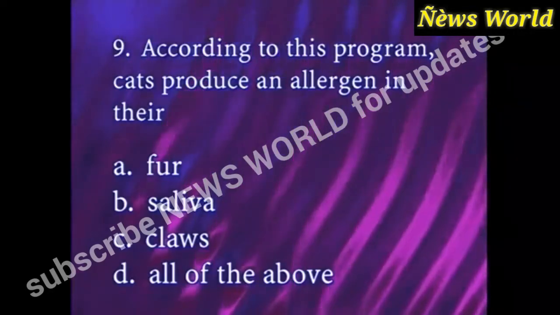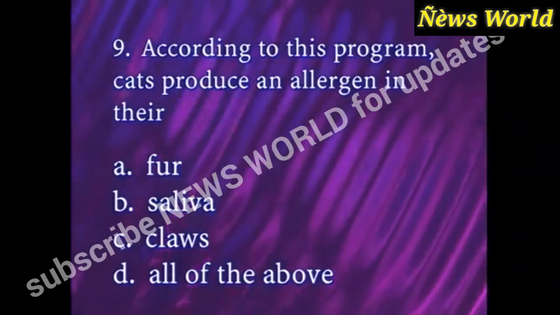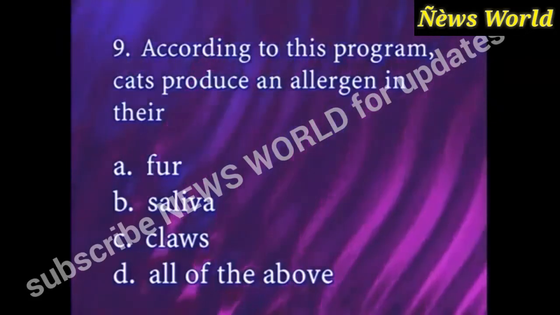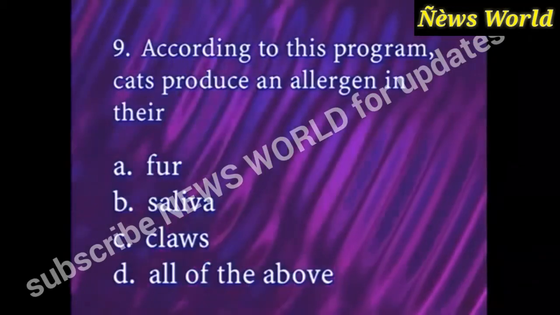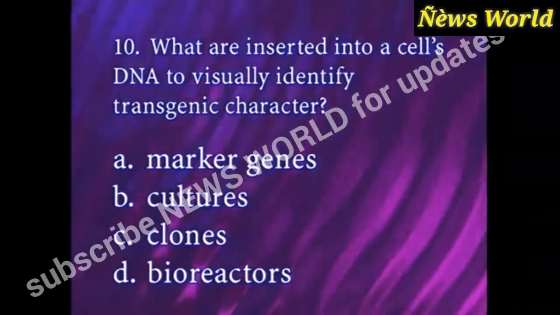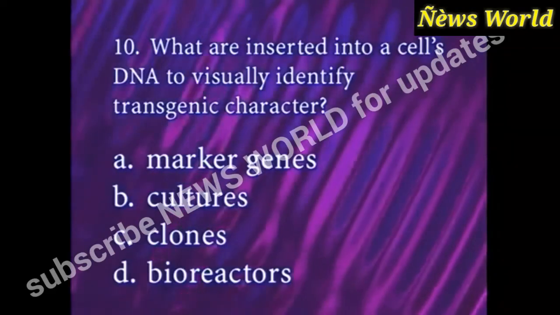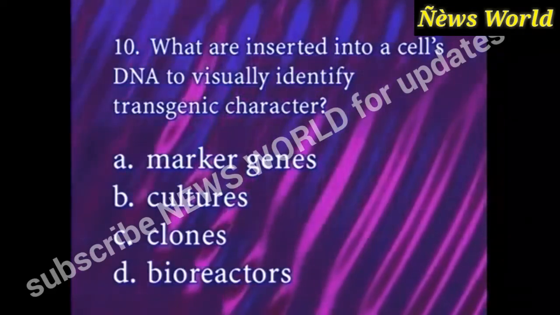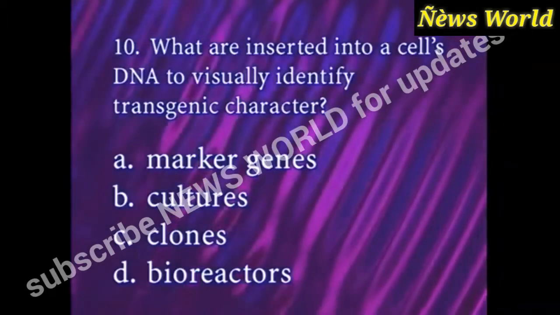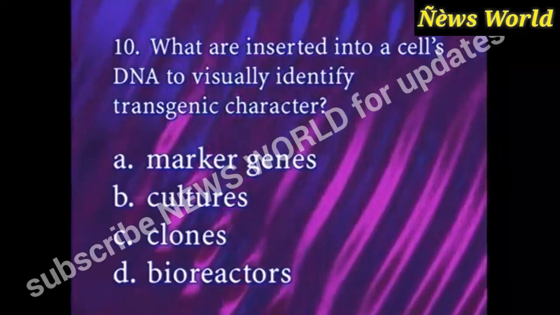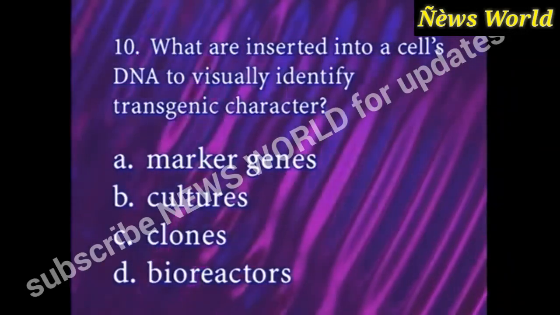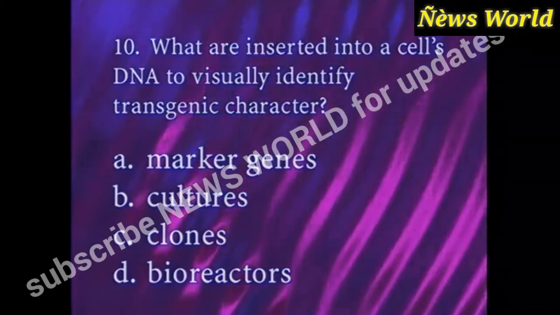According to this program, cats produce an allergen in their: A. Fur, B. Saliva, C. Claws, D. All of the above. What are inserted into a cell's DNA to visually identify transgenic character? A. Marker genes, B. Cultures, C. Clones, D. Bioreactors.